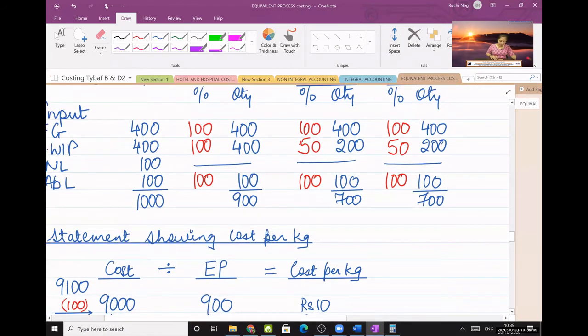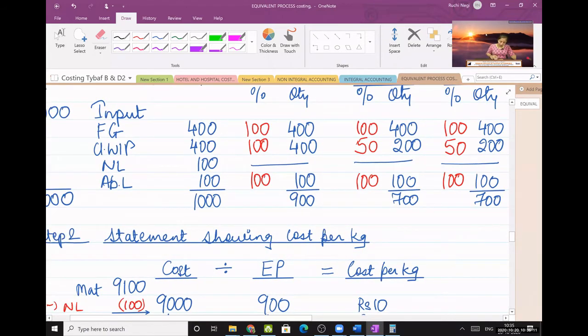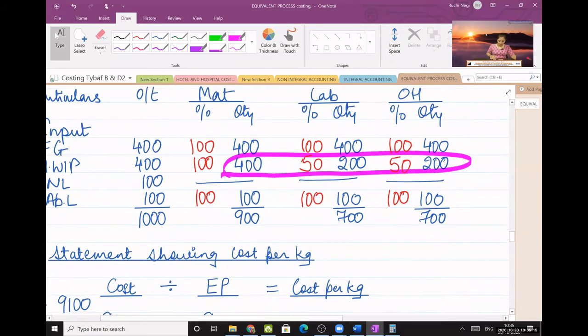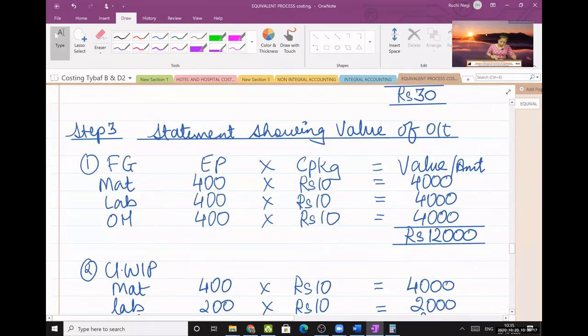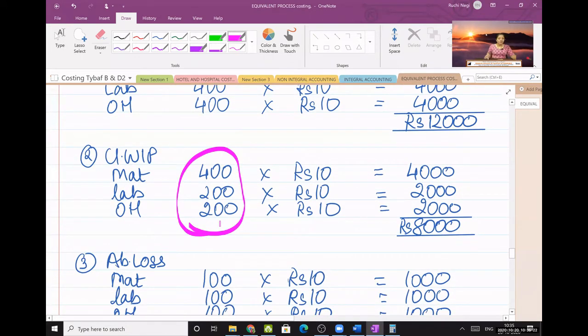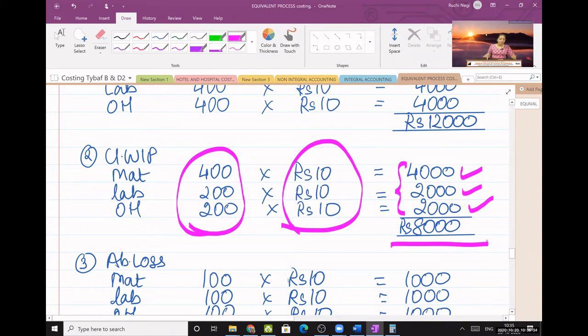Next, I'll calculate WIP. So what is the breakup of my WIP? 400, 200, 200. Multiply it with the rate 10, 10, 10. So 4,000, 2,000, 2,000. Total it is 8,000.